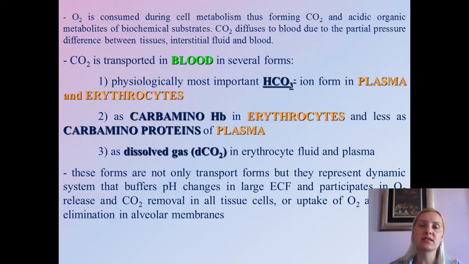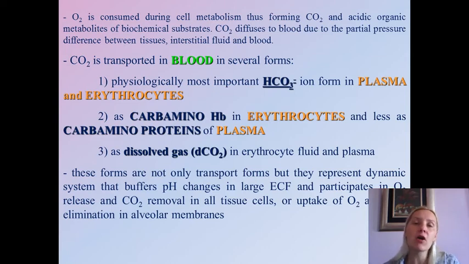So oxygen is consumed during metabolism. This is what we all know for oxidative processes in mitochondria, thus forming carbon dioxide. We saw that in numerous metabolic pathways, and we have acidic organic metabolites of those metabolic pathways. So carbon dioxide, we will see in the mechanism, diffuses to blood again due to the differences in partial pressure, due to this concentration gradient. And we mentioned that carbon dioxide can diffuse freely through membranes. So it's even stimulated by the existence of a concentration gradient.